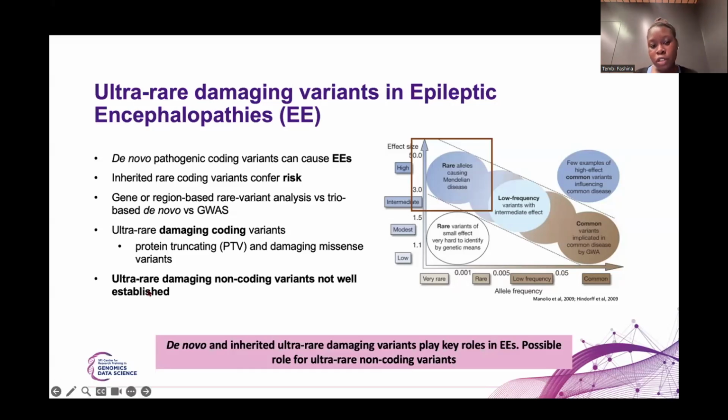But we haven't really studied damaging non-coding variants, and part of the issue there is defining what damaging non-coding variants are. So altogether, for now, you just need to keep in mind that de novo and inherited ultra-rare damaging variants have been found to play a role in the EEs, and there's a possible role for ultra-rare non-coding variants.